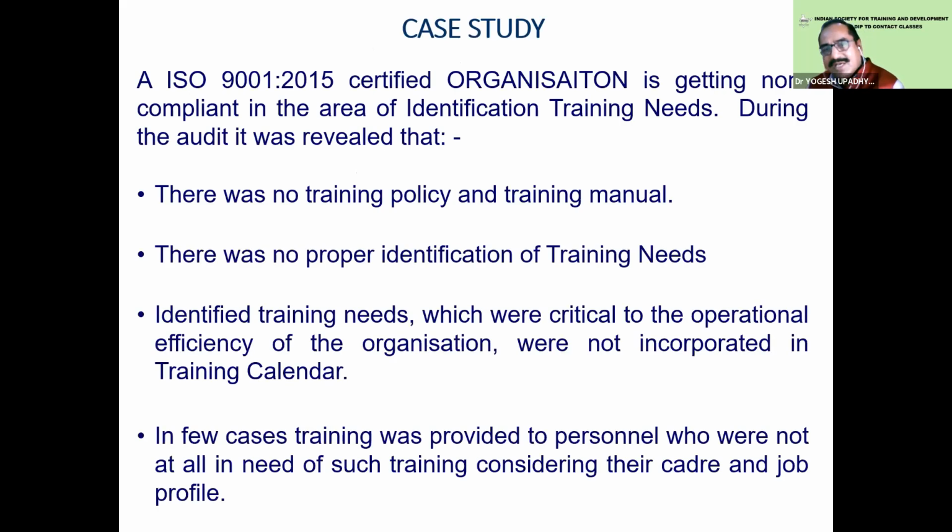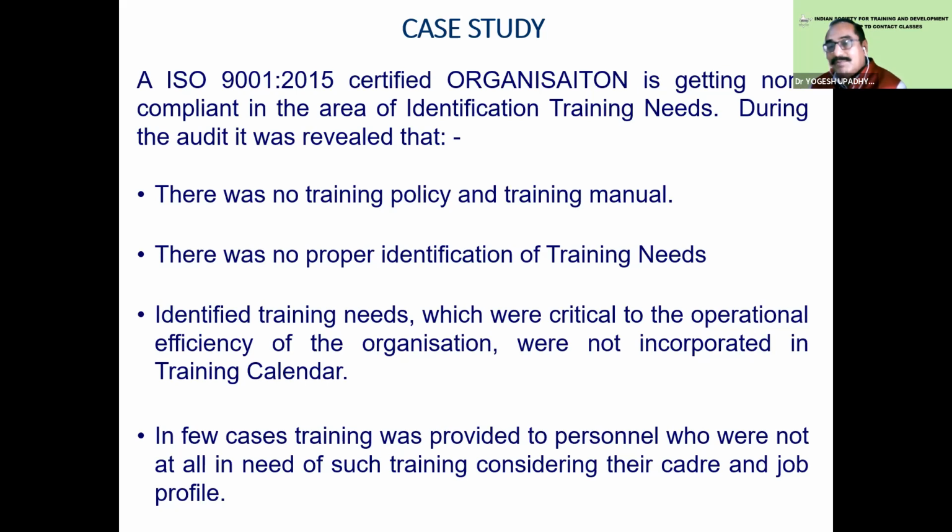There was one organization, ISO 9001 certified. When we say that, there are processes linked to certain objectives. There was no training policy or training manual in that organization. There was no proper identification of training needs. And the identified training needs, which were critical to the operational efficiency of the organization, were not incorporated in training. Training needs were reflected, but not linked to the training calendar. And in a few cases, training was given to people on topics which they were not engaged in.